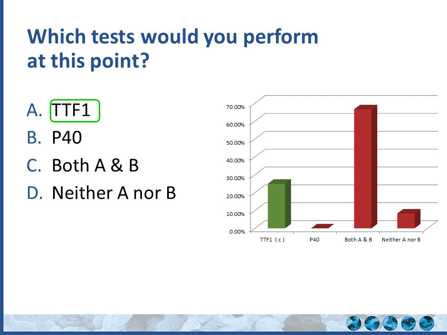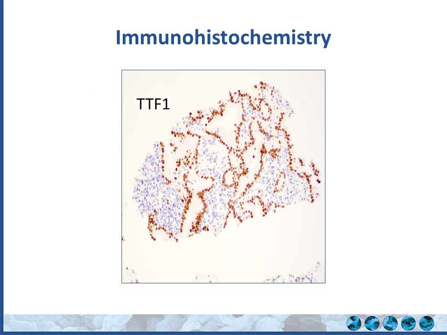Some people might not even do the TTF1 and just say, this is adenocarcinoma. What is TTF1 going to do? But I would always get the TTF1 just to make you feel good as a pathologist that it's from the lungs. And here's that slide. The brown staining is the positive staining, and you can see this is strongly positive.